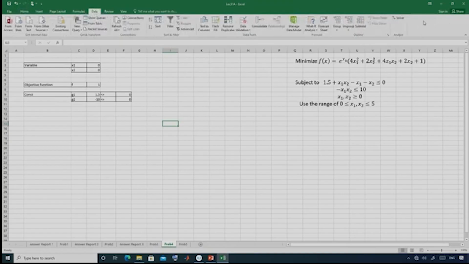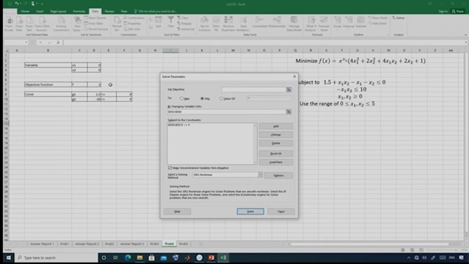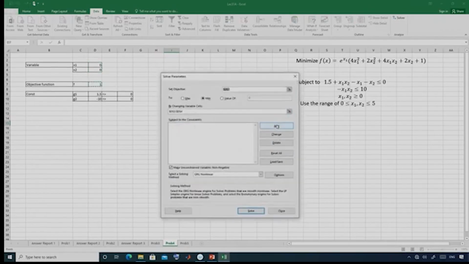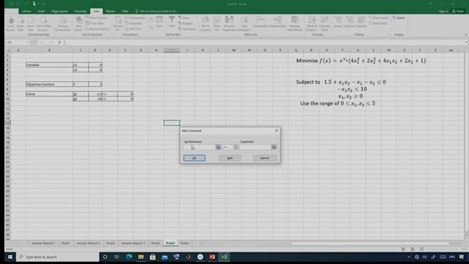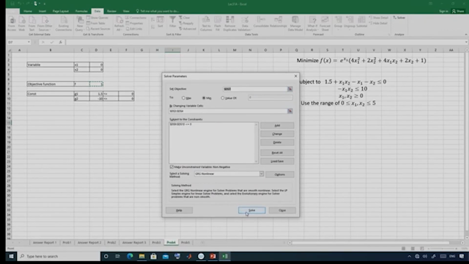You go to data, you go to solver, and the problem I have already defined. This is my objective function cell, and these are the variable cells. The changing variable cells are these two, and then we have constraints here. Let me add the constraints. There are two constraints, and these should be less than equal to 0. Now, let us solve this problem using solver and see whether I am getting the solution or not.